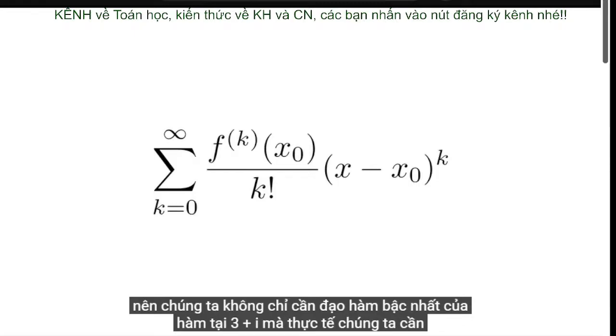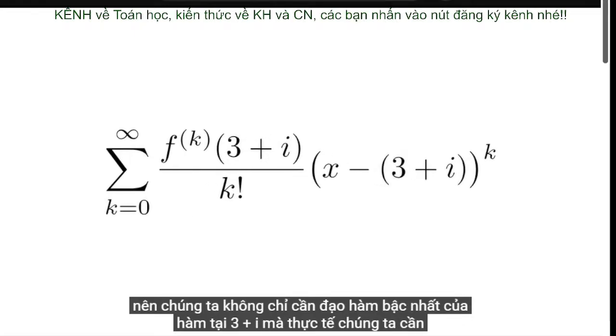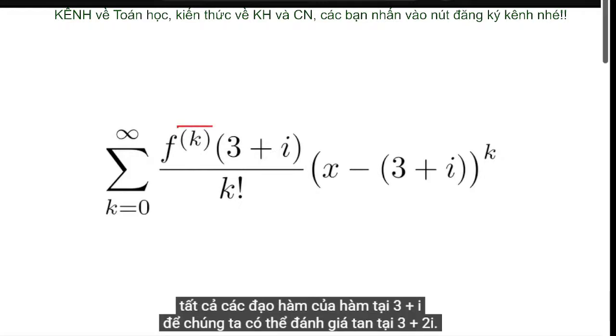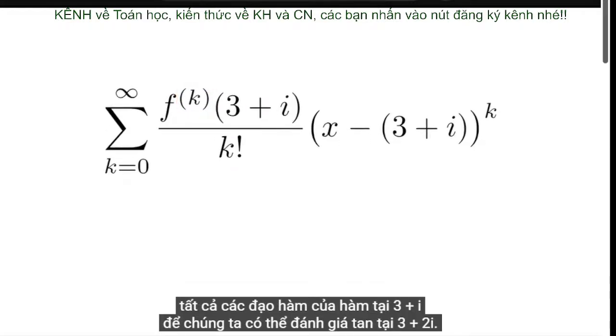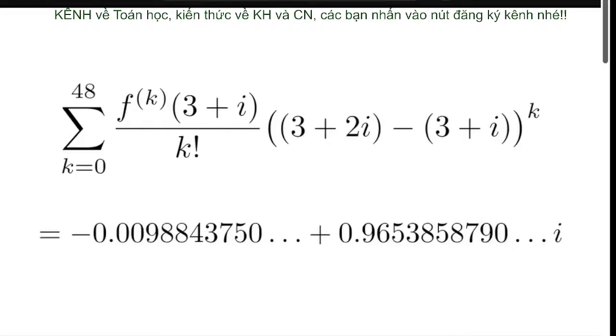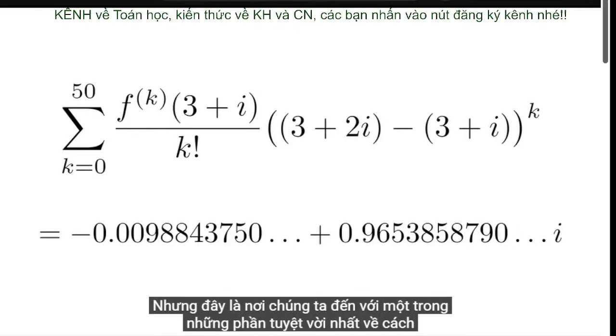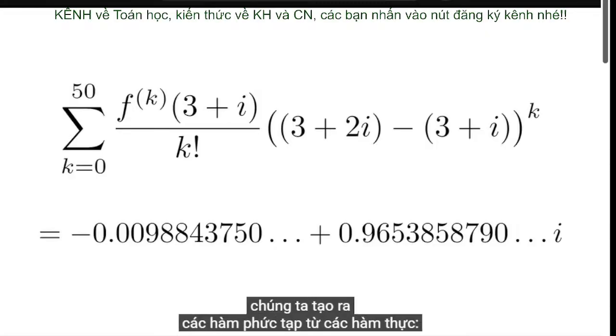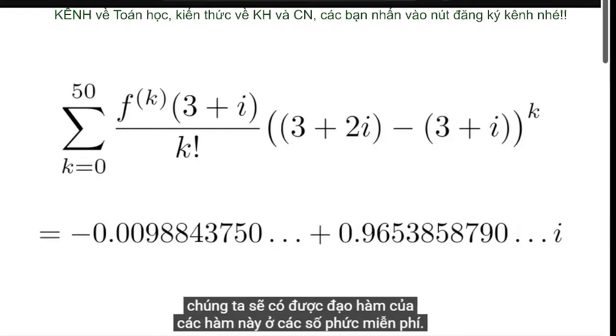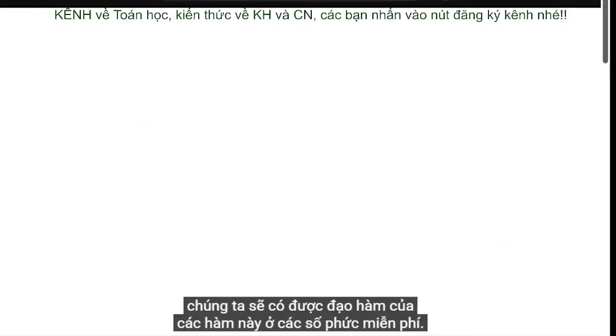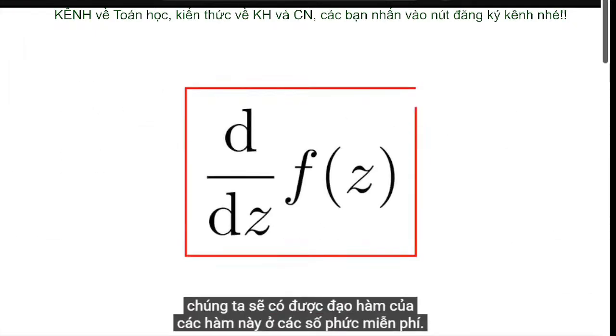So we need not just the first derivative of our function at 3 plus i, but we'll actually need all the derivatives of our function at 3 plus i so that we can evaluate tangent at 3 plus 2i. But this is where we come to one of the very best parts about the way that we've made complex functions out of real functions. We're going to get the derivatives of these functions at the complex numbers for free.